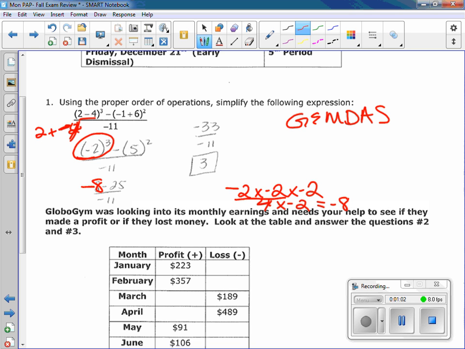Again, please remember that you should add the opposite. Negative 8 and negative 25 is negative 33. We're dividing that by negative 11, so that gives us a positive 3. Are there any questions over that one?